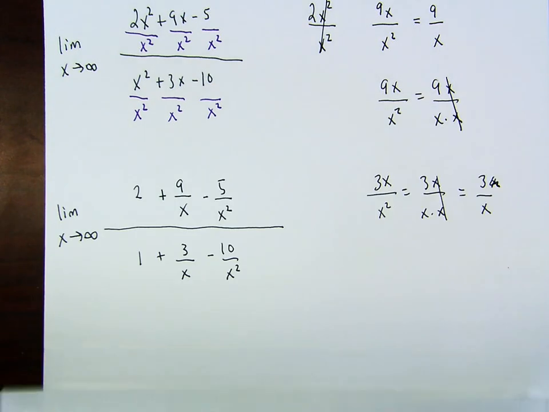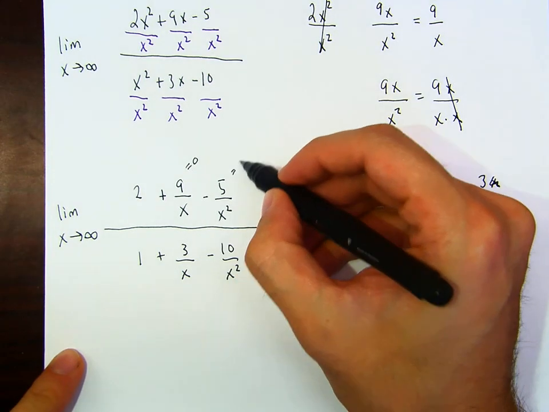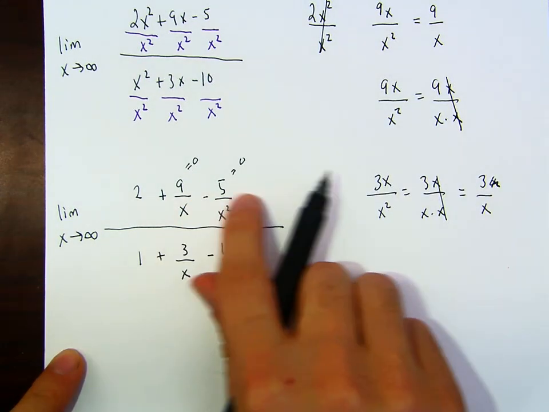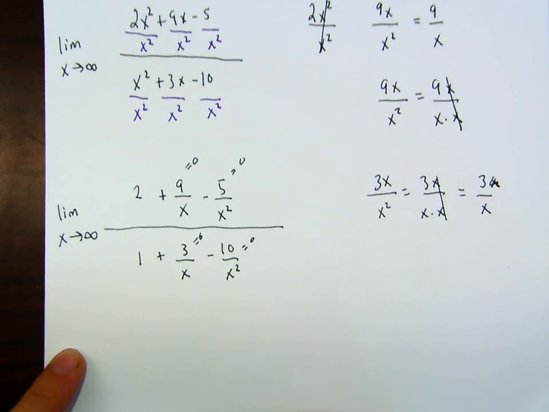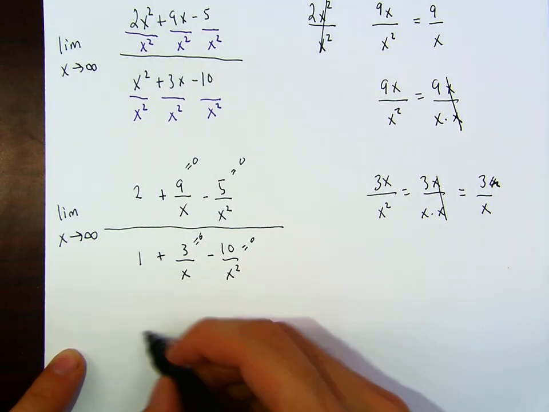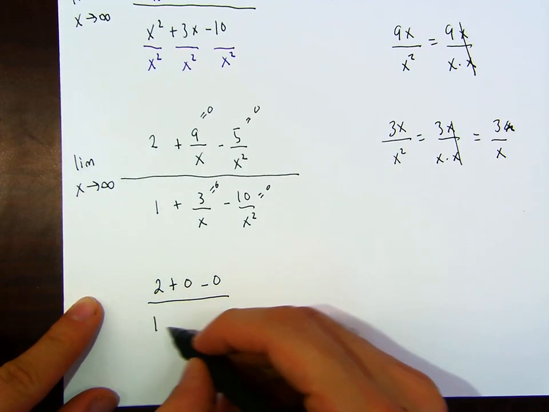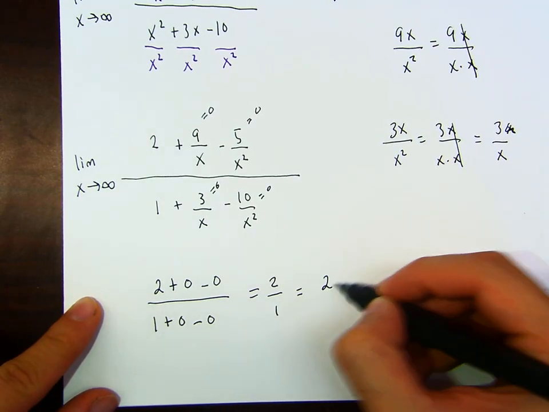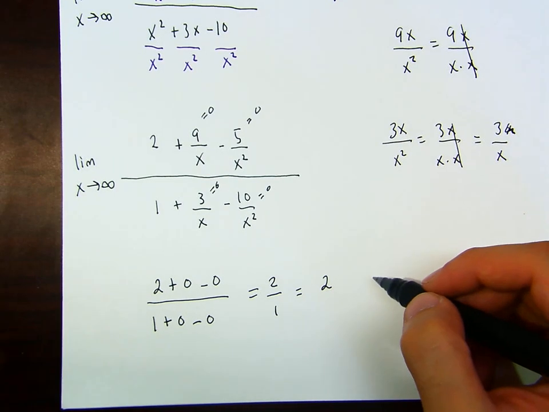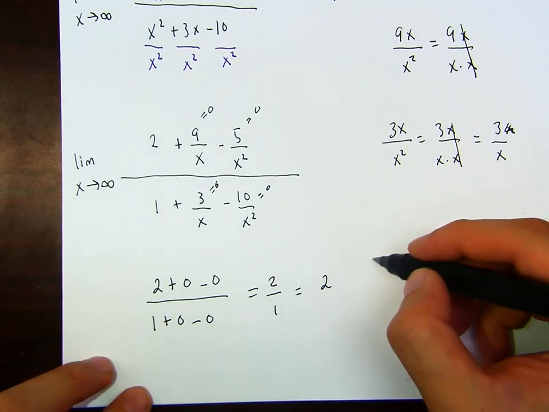And that's that idea over here too, that this just becomes 0. This one becomes 0 as x is going to infinity. And this one too, this is 0. And this is 0. And then all we're left with is just 2 plus 0 minus 0 over 1 plus 0 minus 0, but that's just 2 over 1, which is 2. And that's it. But what does this 2 represent?